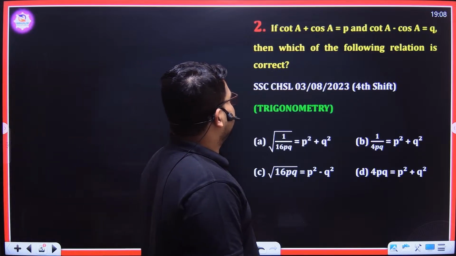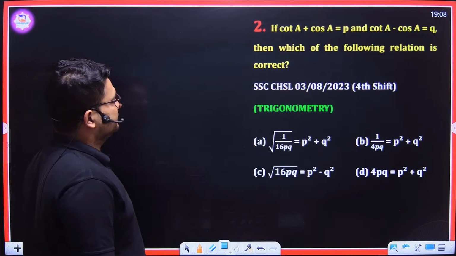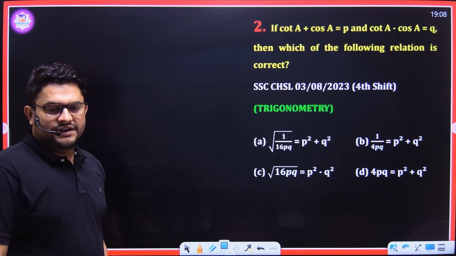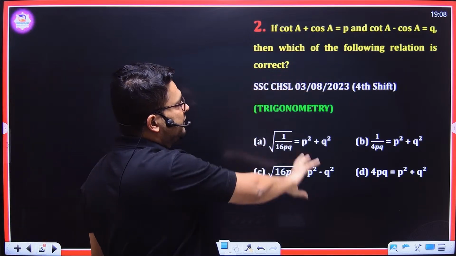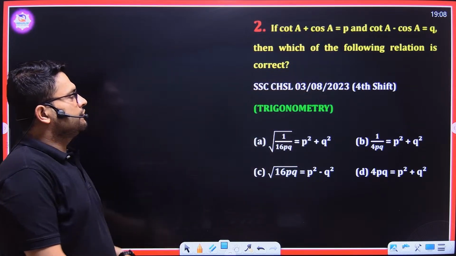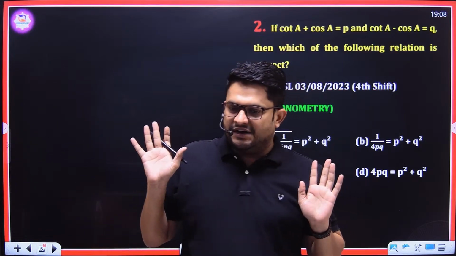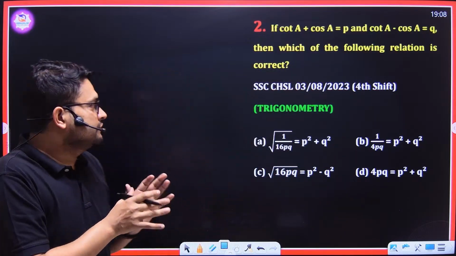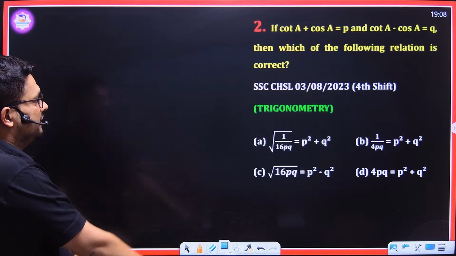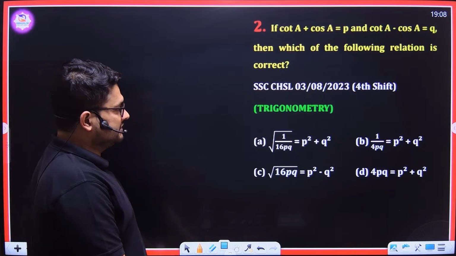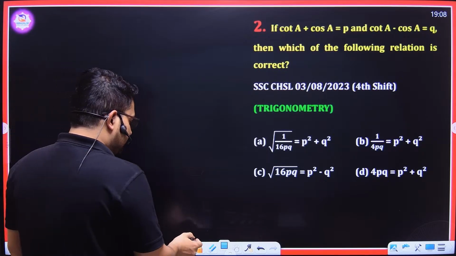Question number 2. Cot A plus cos A equal to P and cot A minus cos A equal to Q. Then which of the following relations is correct? In trigonometry, you can solve each and every question by just simplifying the identities. But if you do the same, then this question can't be solved in 5 minutes. But if you use some tricks or concepts, then you can easily do this question in 45 to 60 seconds. And this question will give us a result, and we have to learn that result.